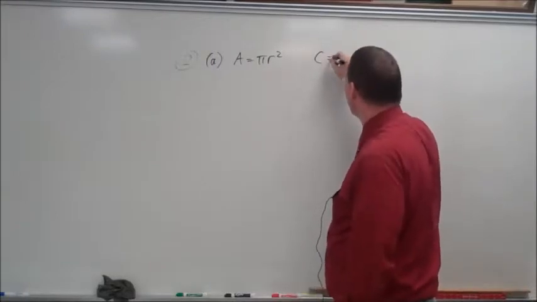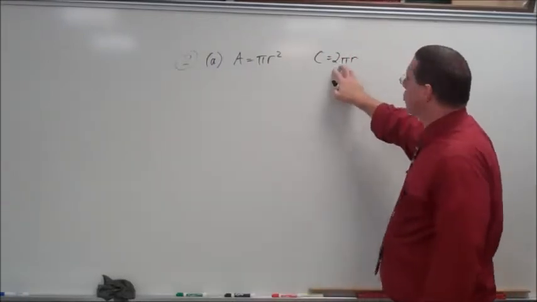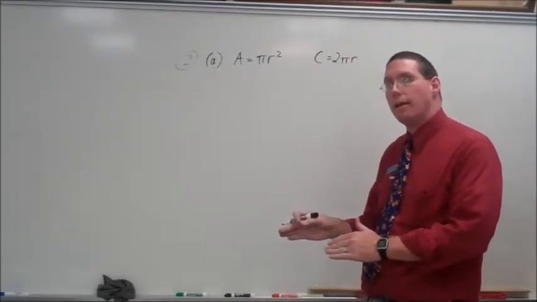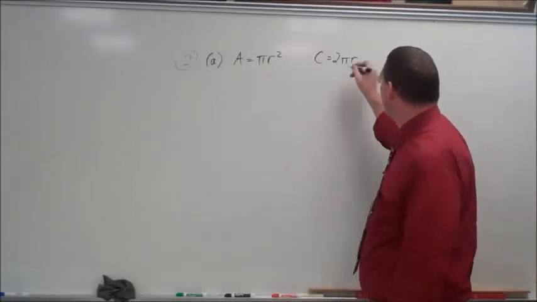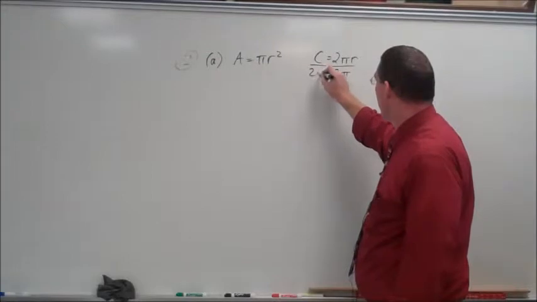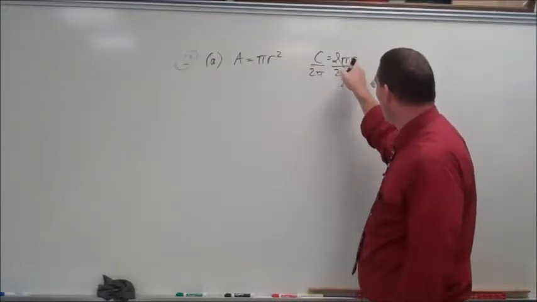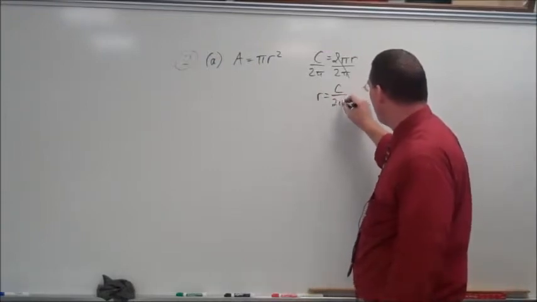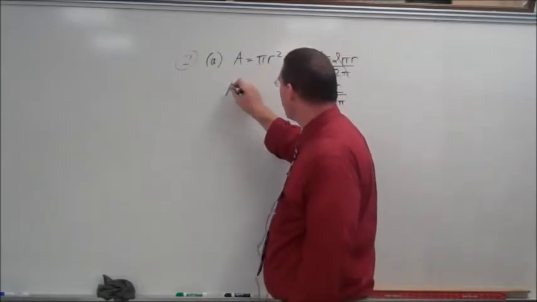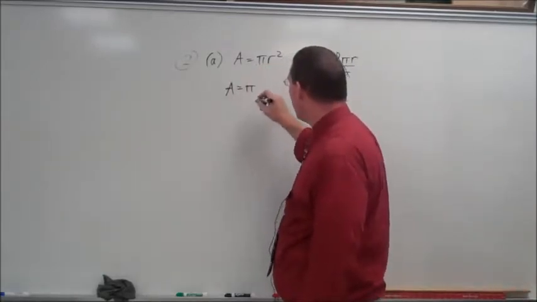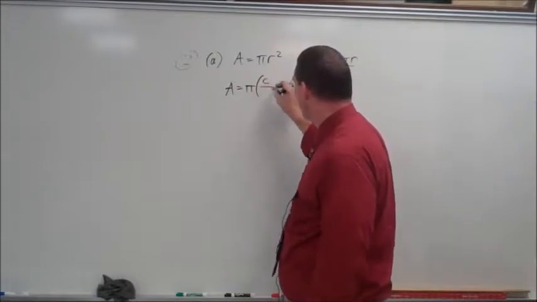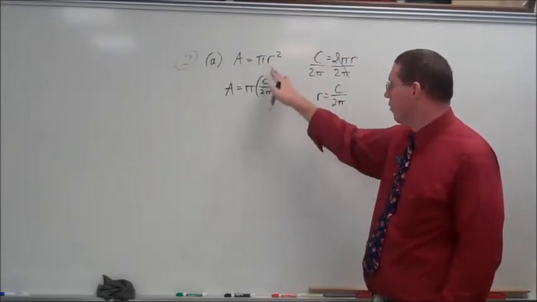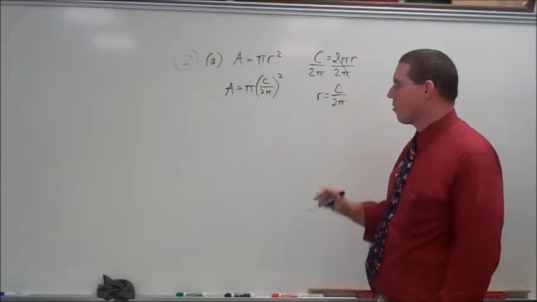So I'm going to look at circumference, which is 2 pi r, and I want to solve for r so that r is by itself and C is on the other side. I'm thinking the best way to do that is just to divide by 2 pi on both sides. Cancel 2 pi, and now look, I have r is equal to circumference over 2 pi. So radius is equal to circumference over 2 pi. And now over here I can rewrite area as pi times circumference over 2 pi, squared. I have substituted in for radius what radius is equal to with a circumference in it.